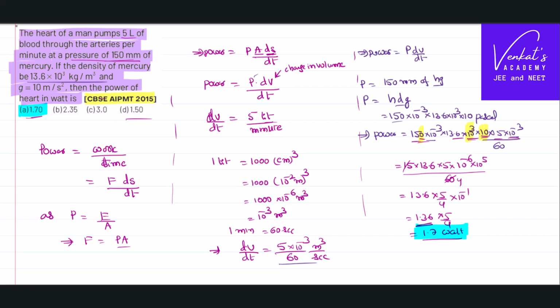So to solve this problem, we have to know that power is work done by time, but it has to be expressed in terms of pressure. Once you understand that concept, writing the formula pressure is h d g is a normal thing that you know. Conversion factors obviously are there, 1 liter equals 10 power minus 3 meter cube. If you know all that, then you will be able to solve that problem.